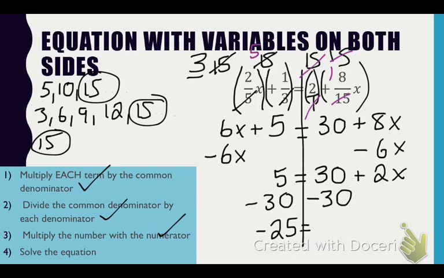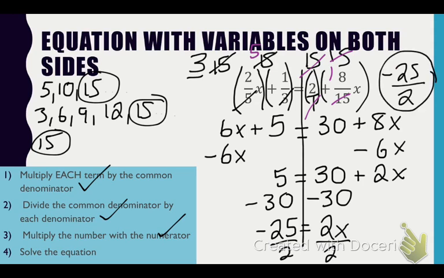Alright, so negative 25 equals 2x. Divide both sides by 2. And I cannot simplify that, so that is my answer. Negative 25 over 2. Alright, and keep it improper. I can make it less hard on myself.